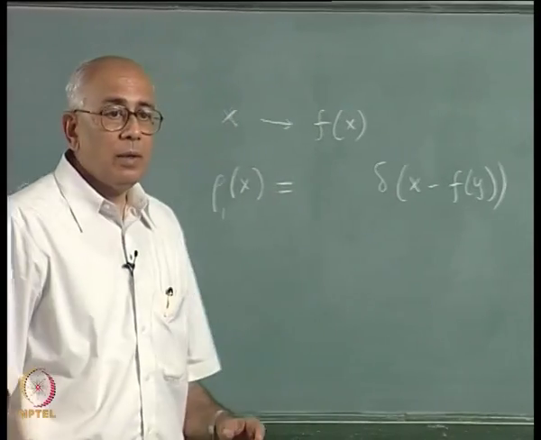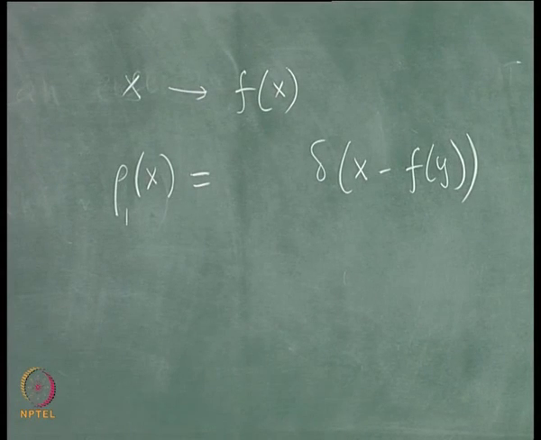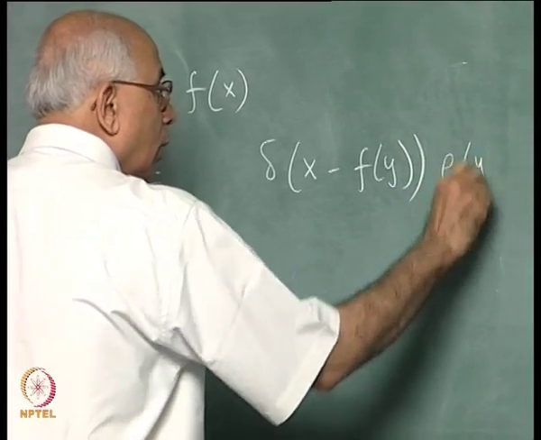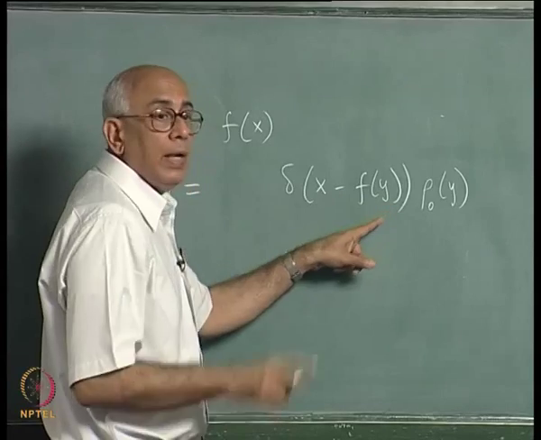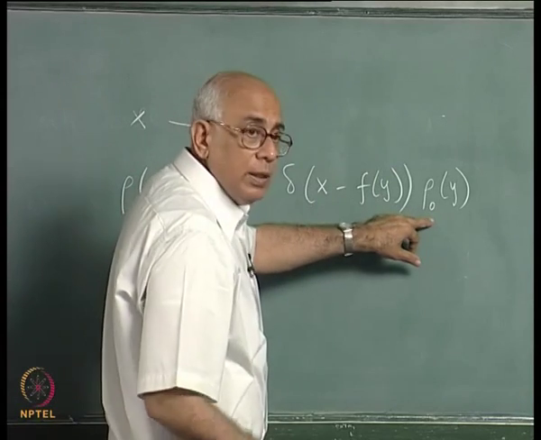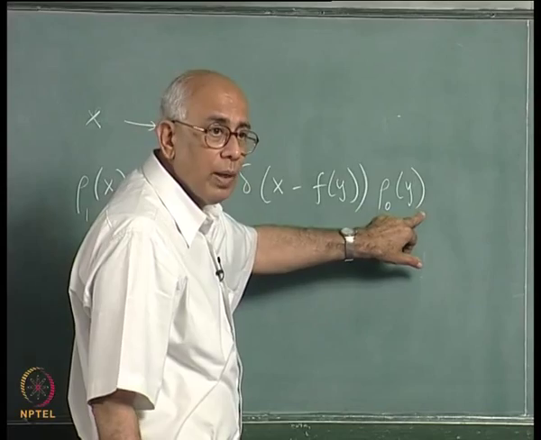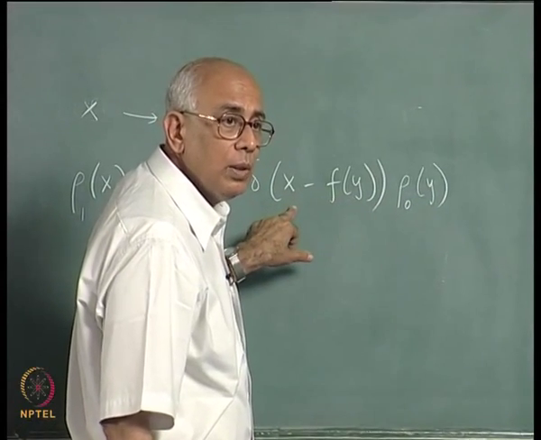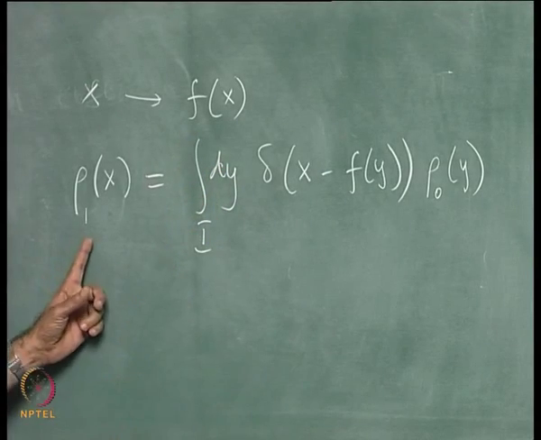What happens if I start with a distribution in y? What happens if I start with a distribution which is rho 0 of y? A given y goes to an x which is given by x minus f of y. Therefore, for a probability density in y, rho 0 of y, each y goes to its corresponding x according to this rule, and if I sum over all possible y's, I end up with rho 1 of x.